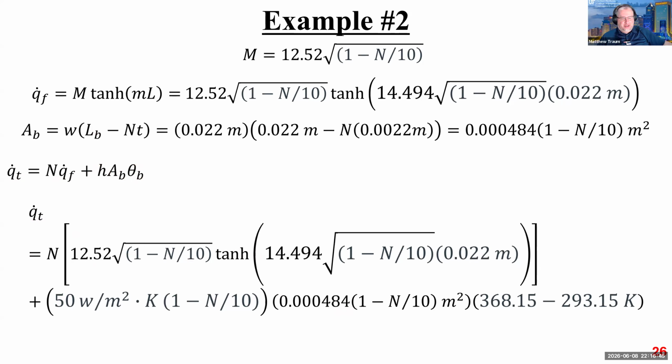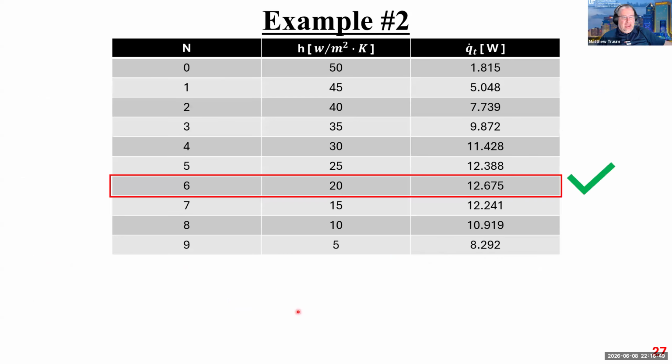So now what I can do is just plug in n equals 0, n equals 1, n equals 2, and so forth. And I get different h values. So notice that h is going down as the number of fins is going up because the fins are becoming more and more crowded, right? So the forced convection is going down because they're sitting in each other's wakes and sitting in each other's boundary layers.